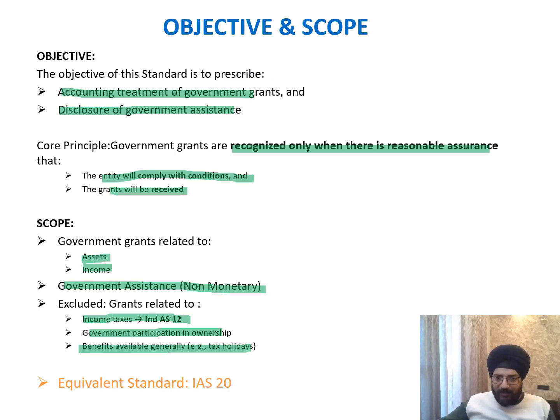And if we try to compare it with the equivalent international accounting standard, IAS 20 is the international accounting standard which is equivalent to IND AS 20, and the objective and scope of IND AS 20 is aligned with IAS 20. So we'll move to the next slide.